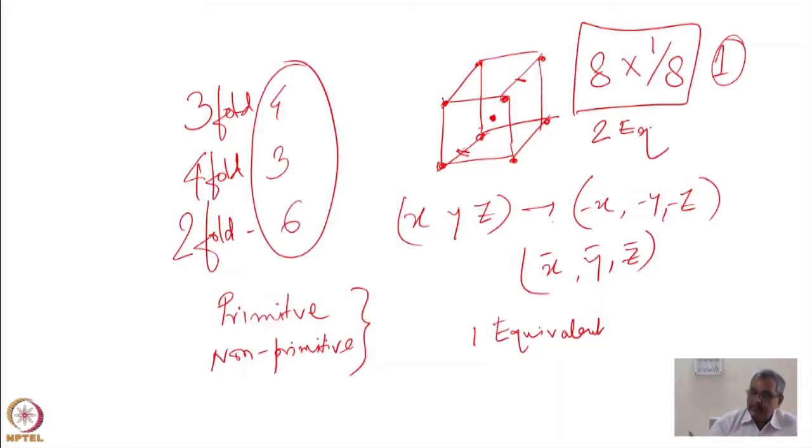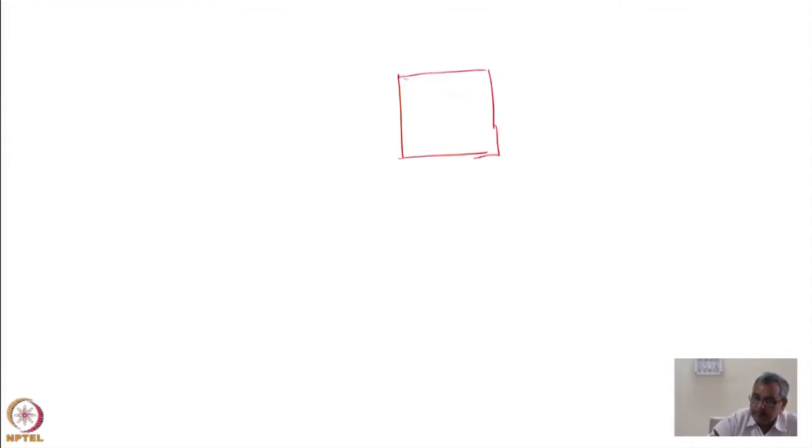Now when I come to FCC, this cube has the corner atoms as well as one atom at the center of each face.